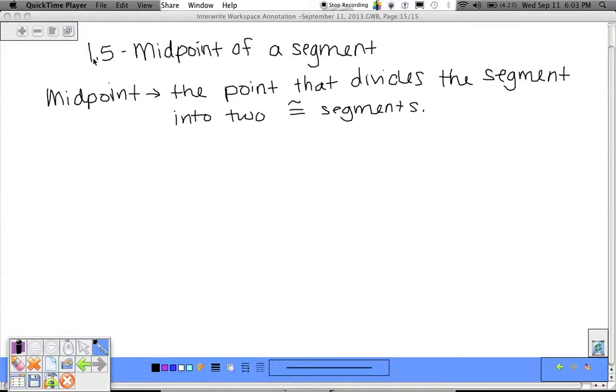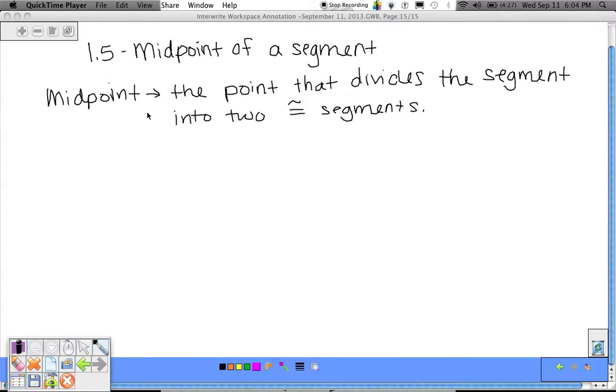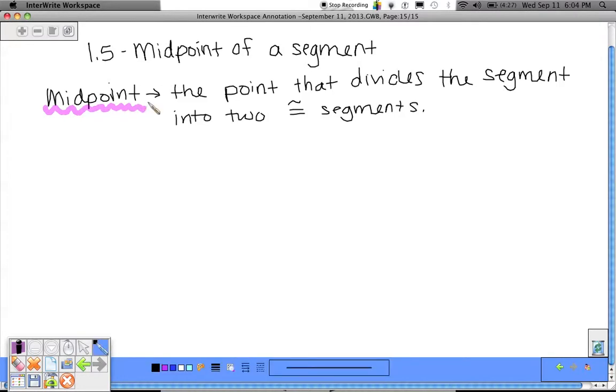All right, in the last video we were talking about the segment addition postulate, and we're still going to use that, but we're going to get some additional information this time. This time we're going to be talking about the midpoint of the segment. And so I've defined it here, and this is another vocabulary word for you. So the midpoint is the point that divides the segment into two congruent segments.